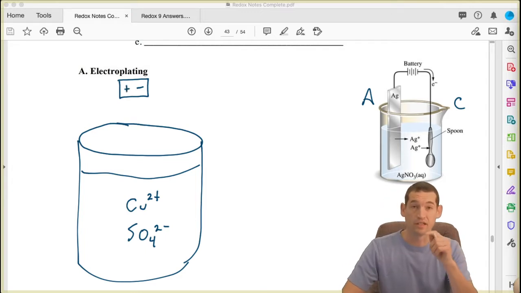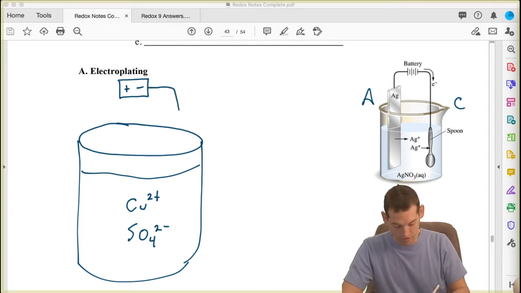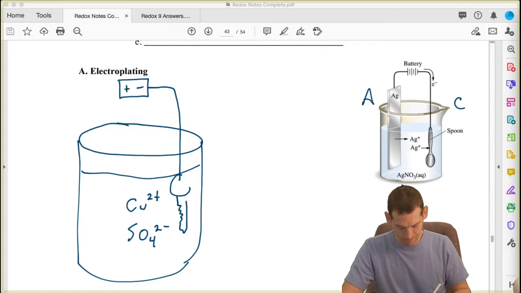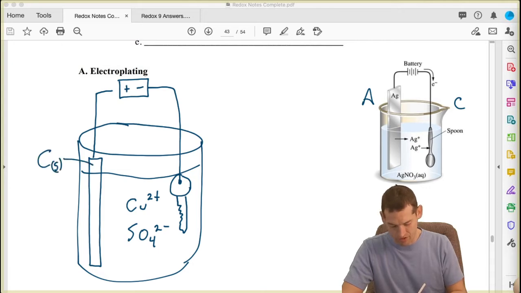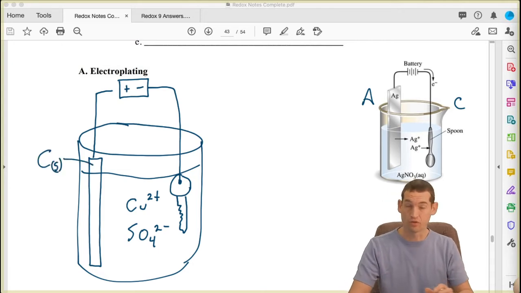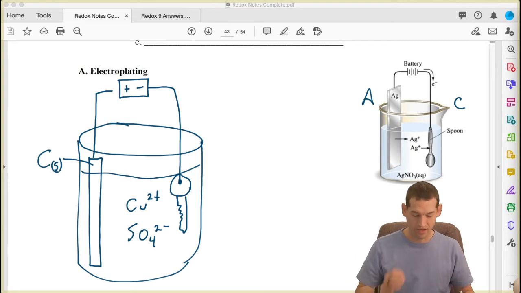Remember that the electrons always come out of the battery on the negative terminal. So when we draw like this, let's say we've got a key, something like that over here that we're going to plate. That's hooked up to the negative terminal, and on the other side, for this example, I'm just going to draw a strip of carbon solid. Remember that carbon is an inert electrode, so it's not involved in this reaction at all.